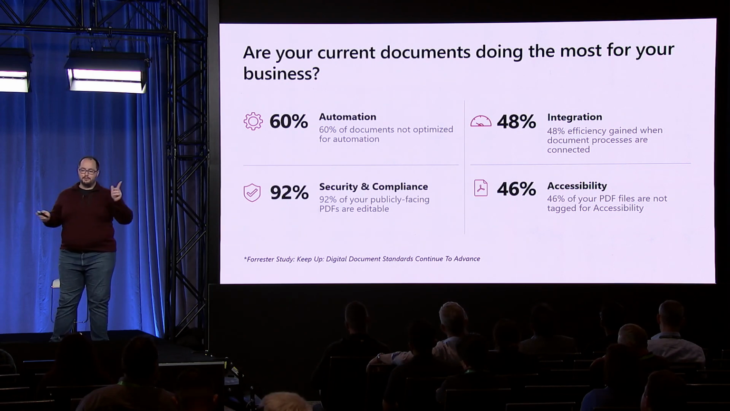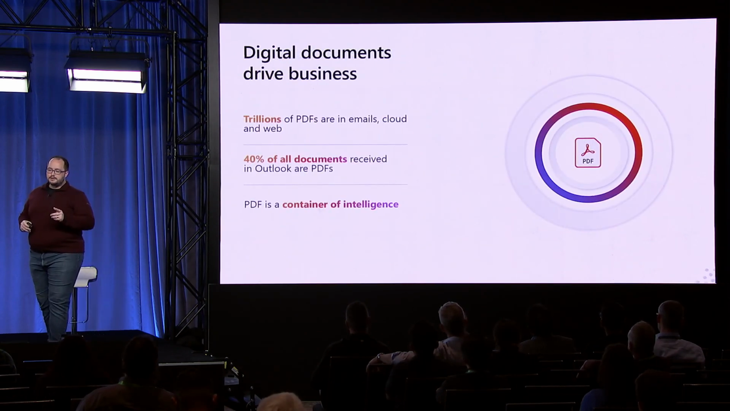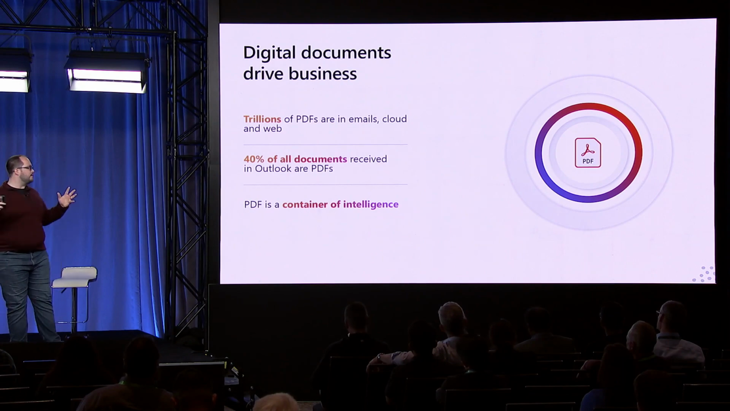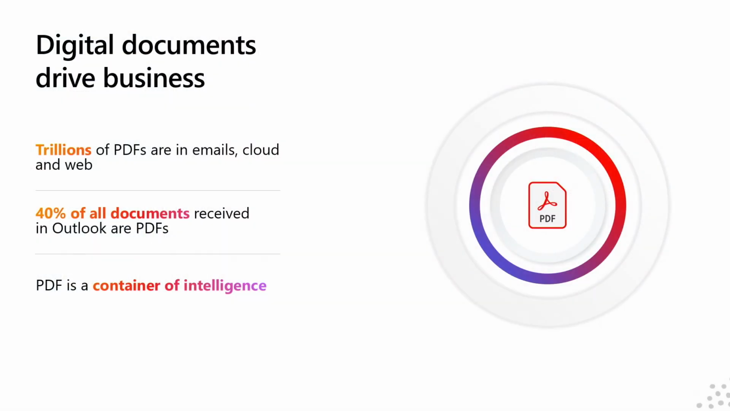And then the other thing we've also seen is that 46% of PDFs online are not tagged and optimized for accessibility. And it's all of our responsibility to make sure that content on the web and everywhere is optimized so that everyone can access, read, and view our content. So how can we help solve this? Well, we have a few things for that. But first, just to give you the magnitude of this here, there are trillions upon trillions of PDFs out there in your emails, in the cloud, and the web. And in fact, 40% of all documents in Outlook are actually PDF as attachments.